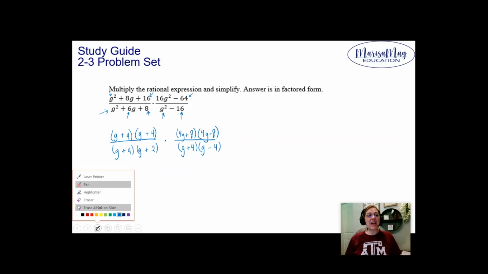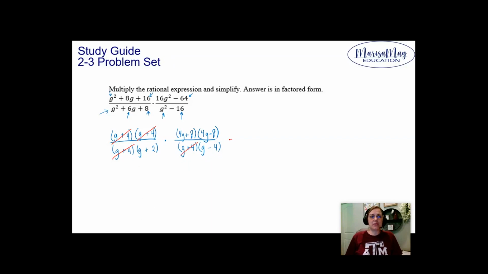All right, now that I've got everything factored, I'm going to look for canceling. So I see this g to the fourth. Those two cancel. I see this g to the fourth and this g to the fourth could cancel. And then I've got these leftover terms. Now, I'm looking at the top here of what's left. I notice that 4g and the 8, I notice that 4 and 8 are both divisible by 4. So I'm going to actually factor one more step to make it a little bit easier.